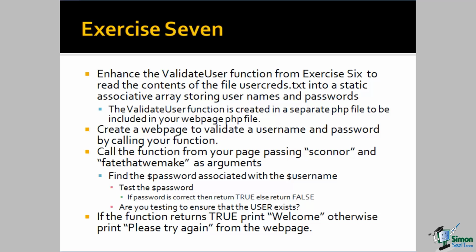Then create a web page to validate a username and password by calling the function. Again, use the username sconnor and the password fate that we make as arguments to the function. Find the password associated with the username, test the password, and if it's correct, return true from your function, false otherwise. On the application page, if the function returns true, print welcome. Otherwise, print please try again.